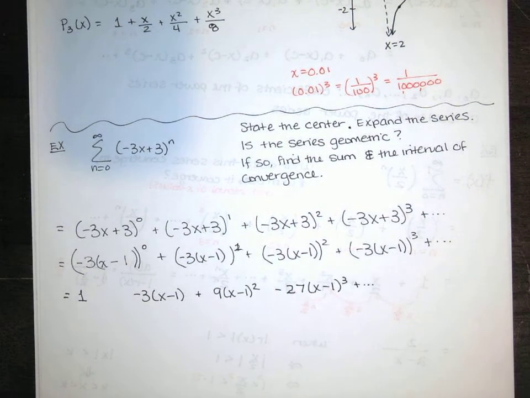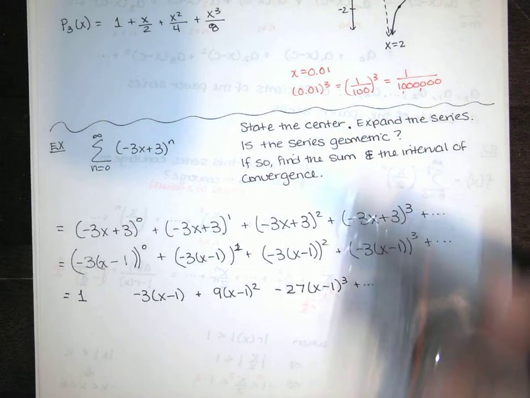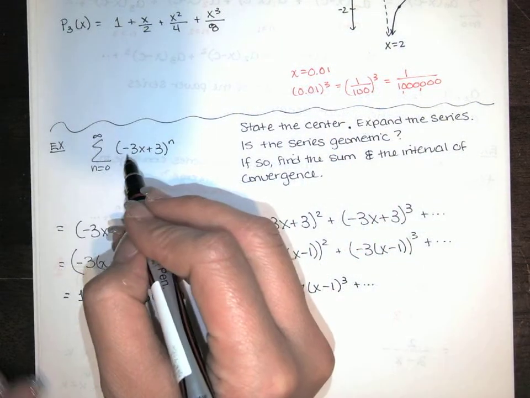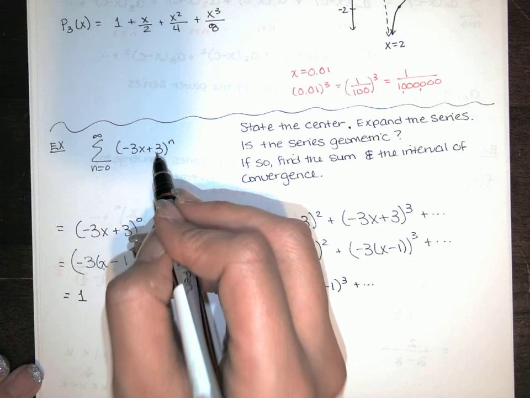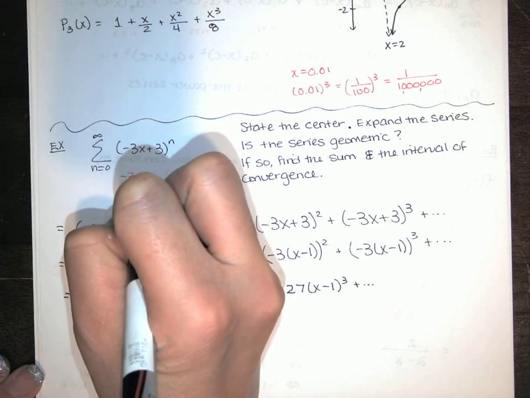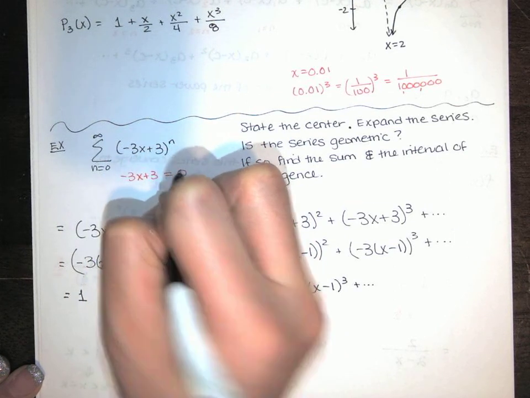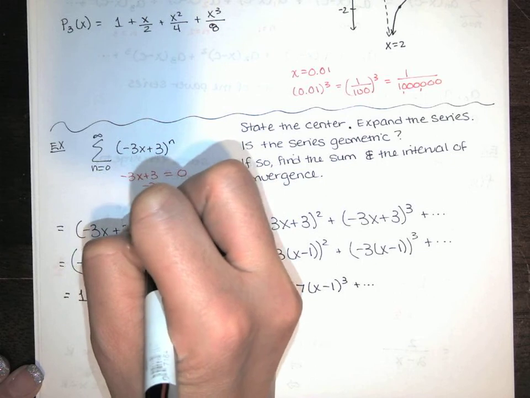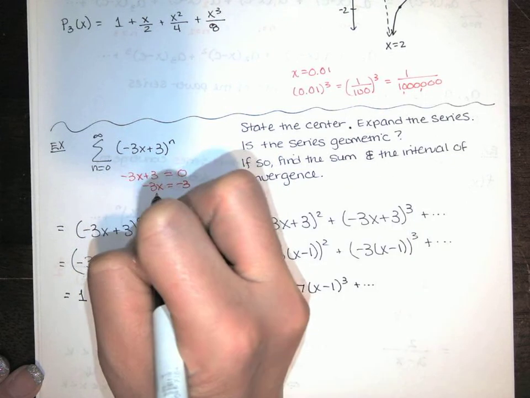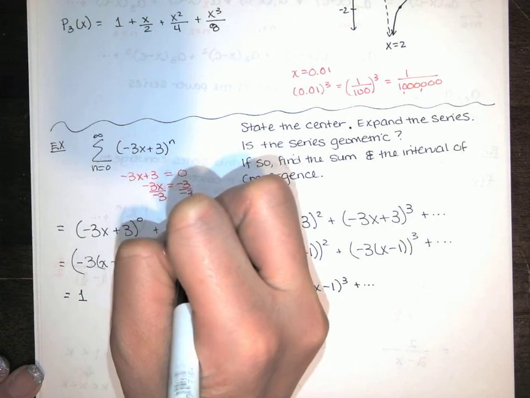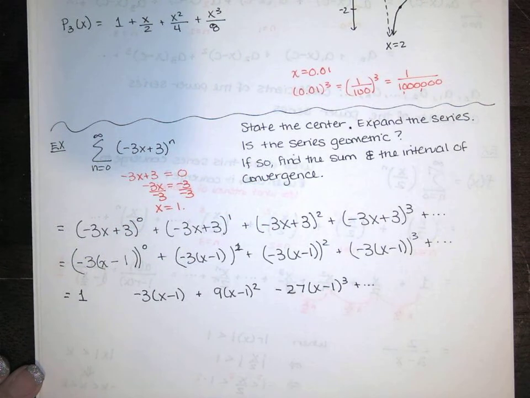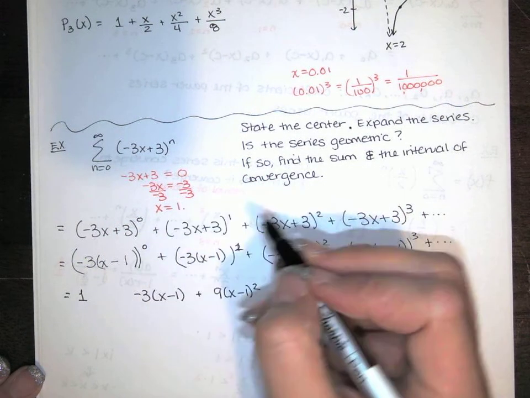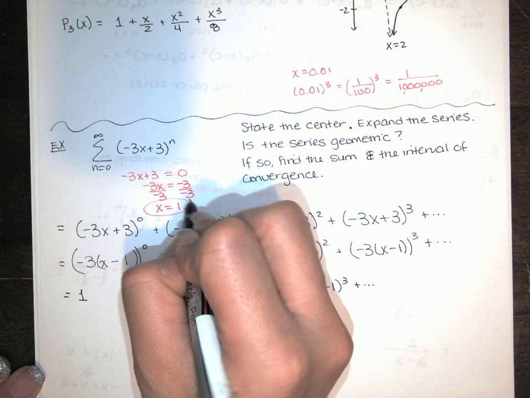Now, if you didn't factor it, or if you didn't think to factor it, it's not obvious that you would do that. So you might say to yourself, how else would I find the center, Miss Townsend? Well, you take this expression that involves x, set it equal to 0, and solve for x. So we'll subtract 3 from both sides, divide both sides by negative 3, and you get x equals 1. Okay, so we've stated the center is x equals 1.